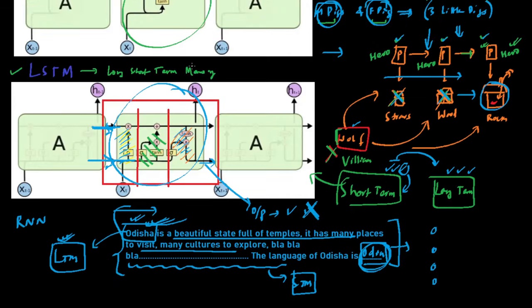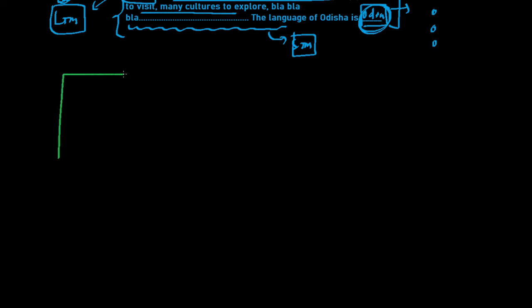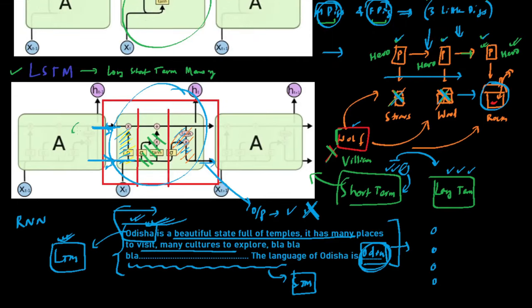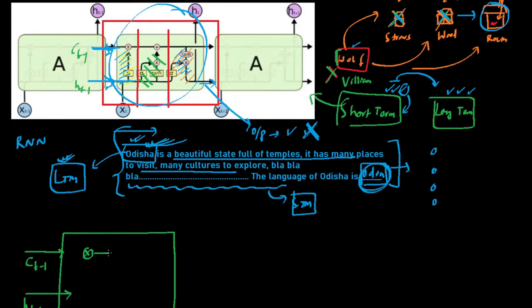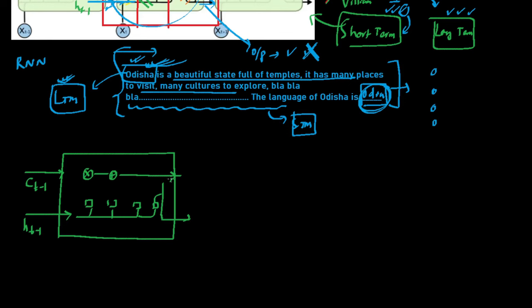Let's say I'm just drawing this part. So let's say I have my huge box of window. Here comes my HT minus 1. Here comes my CT minus 1. This one is CT minus 1, this is HT minus 1. Now, I'm not drawing the internal things. You have a x, you have a plus, and then you have a sigmoid and a sigmoid and a tanh and a sigmoid. Something like this, I'm not drawing fully, I'm just arbitrarily drawing like this. Now, this is your CT and this is your HT. These are your output.